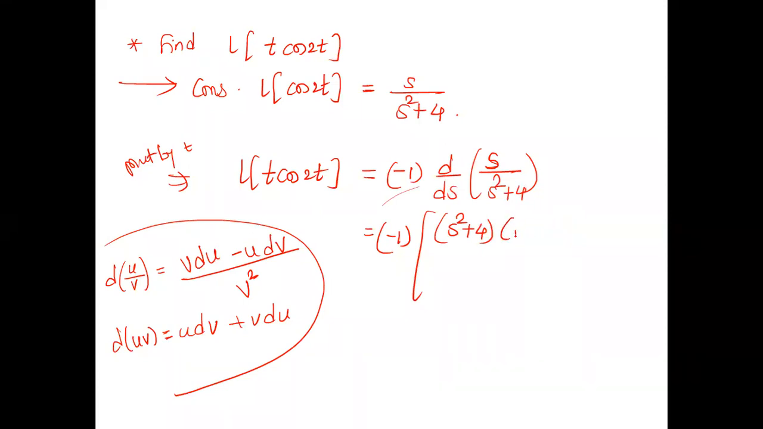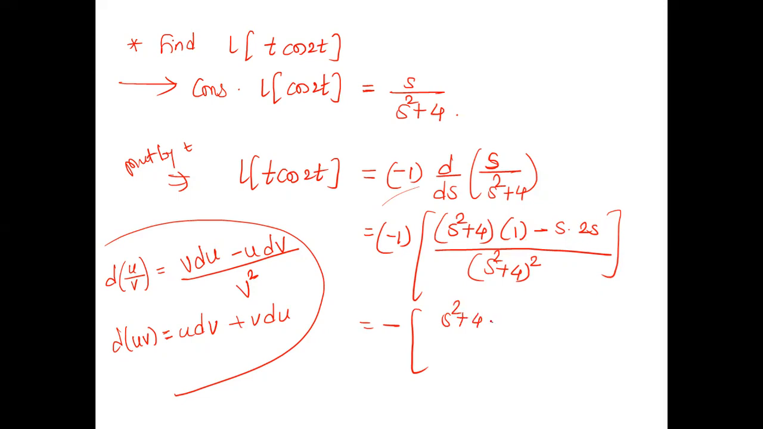1. Minus u as it is into derivative of this. What is the derivative of this term? 2s. 2s, correct. Derivative of s square is 2s and derivative of 4 is 0. So yes, 2s upon (s square plus 4) bracket square. You have to simplify a little. So minus 1 into 1. So (s square plus 4 minus 2s square) upon (s square plus 4) bracket square.